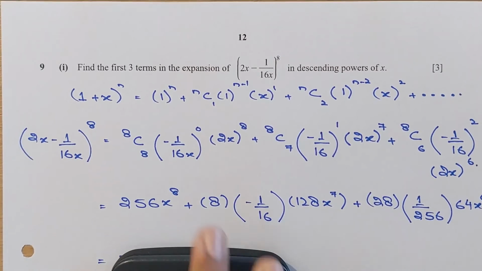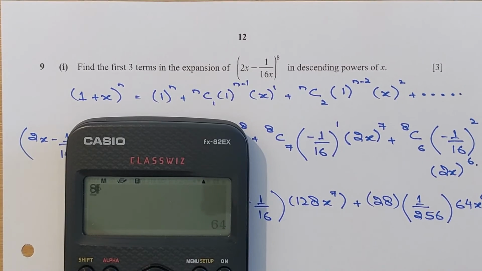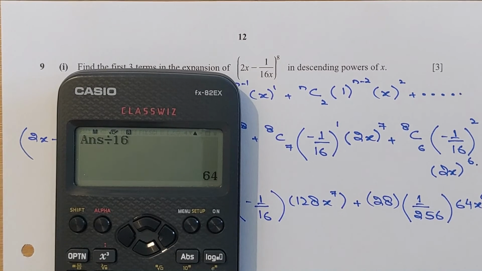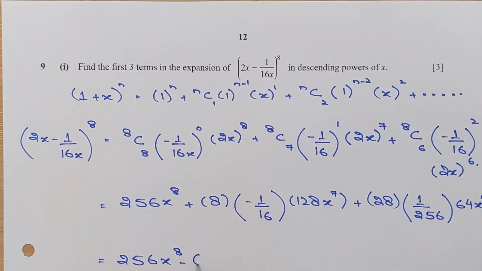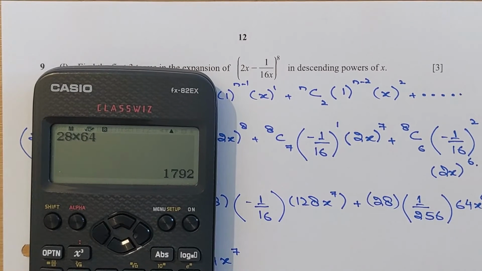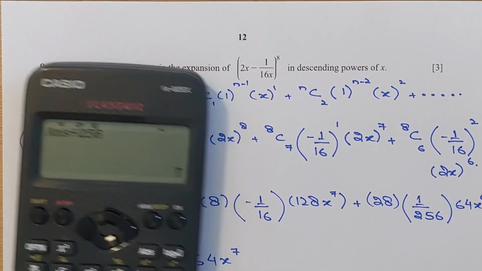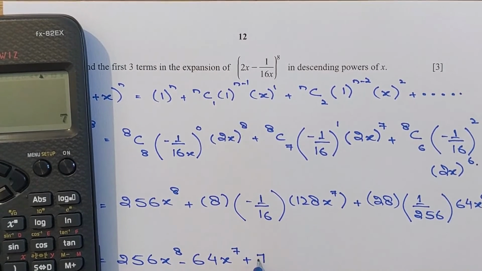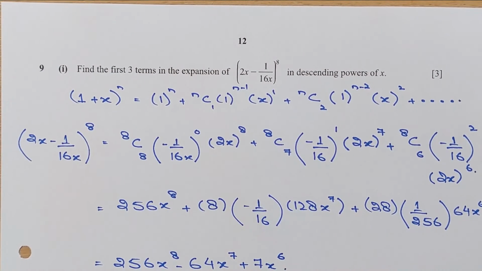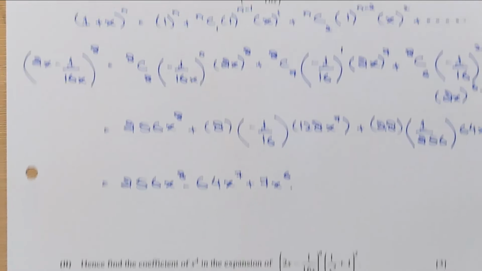Further simplification: 256x^8. Let me simplify this: 8 times 128 divided by 16 is negative 64, so negative 64x^7. Then 28 times 64 divided by 256 is just 7, so positive 7x^6. These are the first three terms in the descending powers of x.